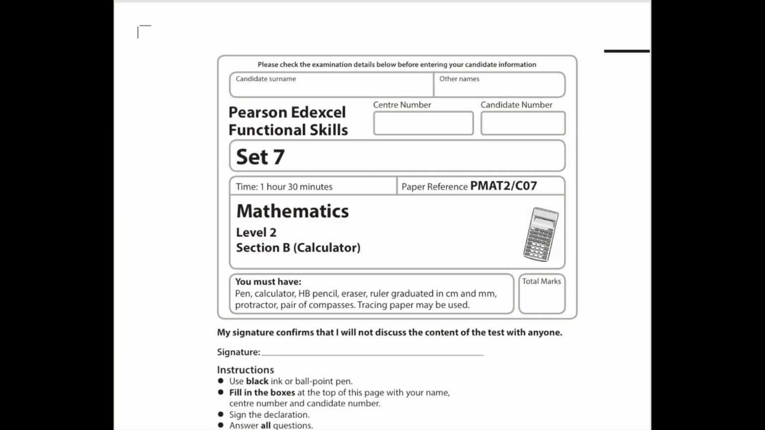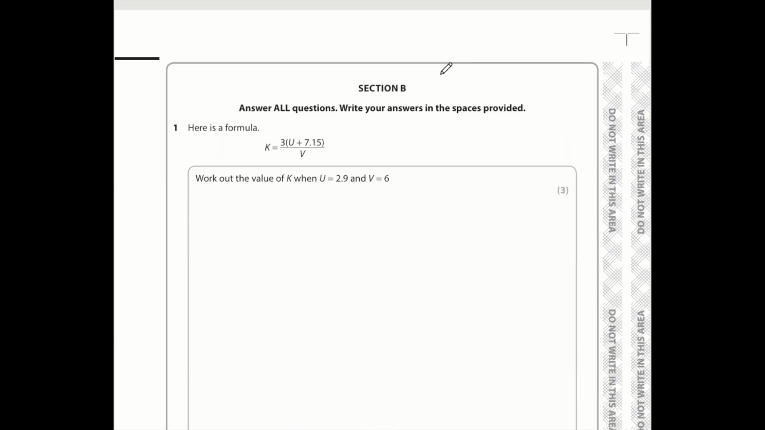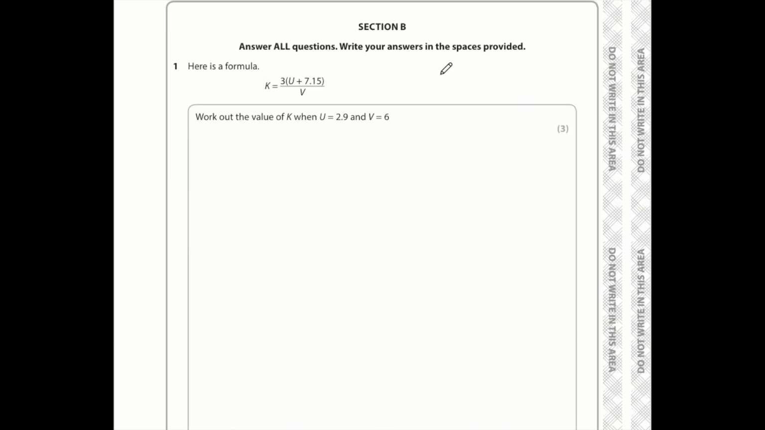Here are the video solutions for Pearson Edexcel Functional Skills Maths Level 2. This is section B, which is the calculator paper, and this is from set 7. So let's take a look at question number 1, where we're simply inputting values into a formula. So we know that K is 3 times (U plus 7.15), so that's 2.9 plus 7.15, and that is going to be divided by V, which is 6.